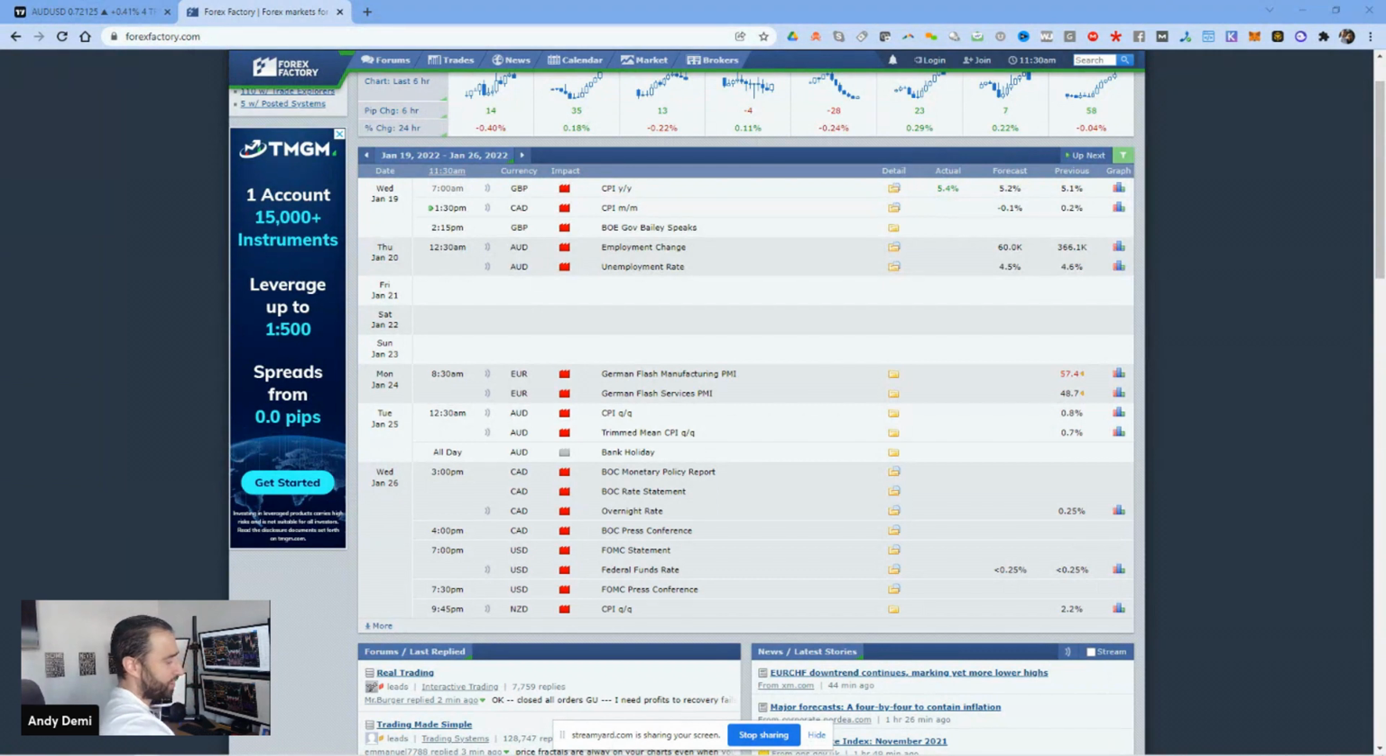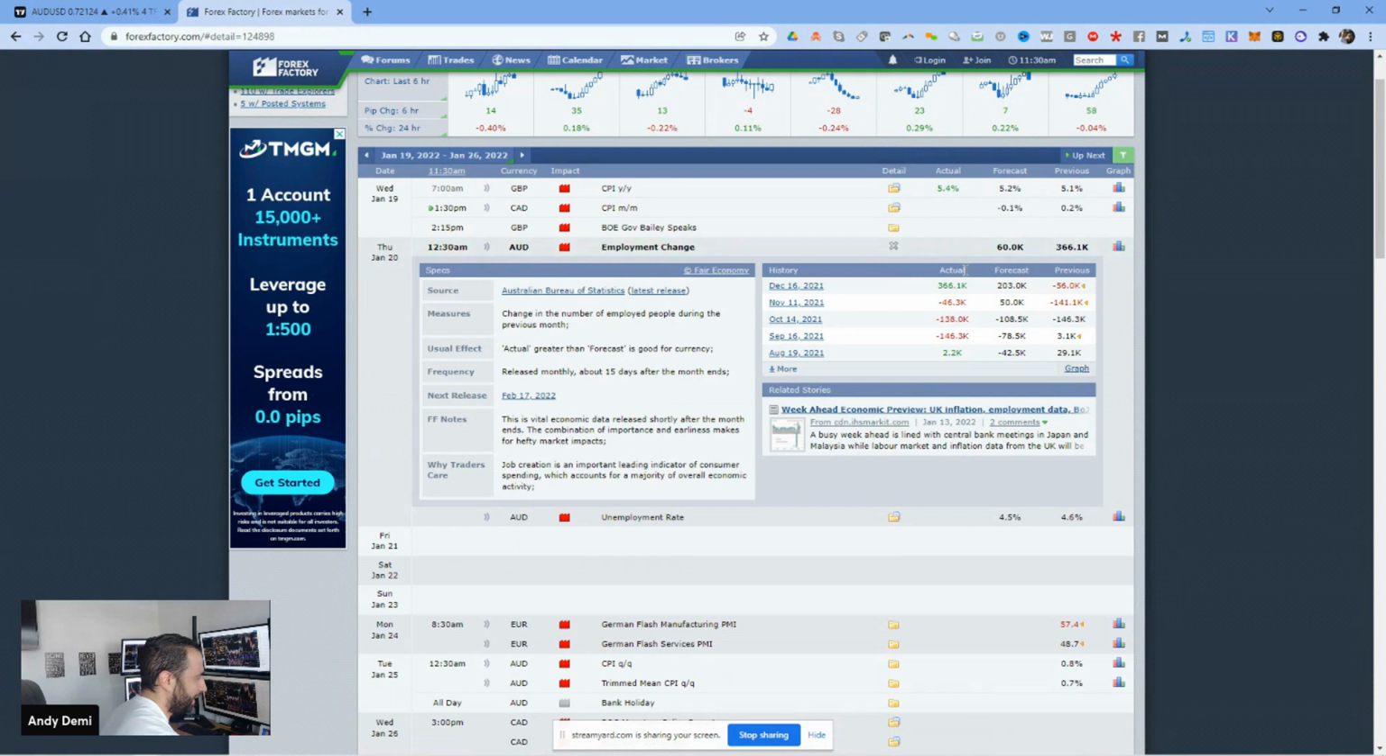So the first thing I want to share with you here is the calendar. We have some important news coming out, which is the employment numbers in Australia, and this is going to be an important number. You can see here we have a previous number of 366,000, and right now it's forecast to only be 60,000. So it's expected to be less.